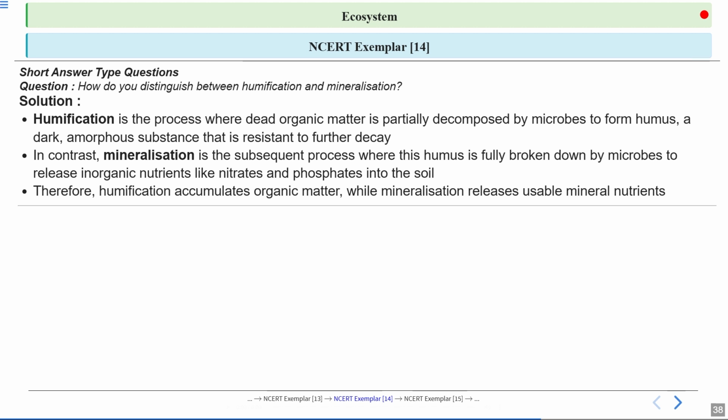Now, the key difference between these two processes lies in their end result. Humification is about building up and stabilizing the organic matter in the soil by creating humus. Mineralization, on the other hand, is about breaking down that stabilized organic matter to release the fundamental mineral nutrients that plants and other organisms need to grow.